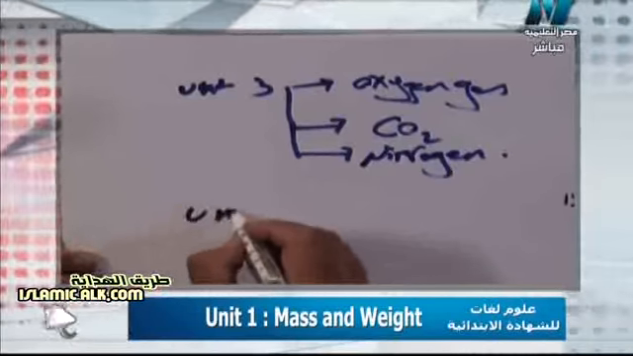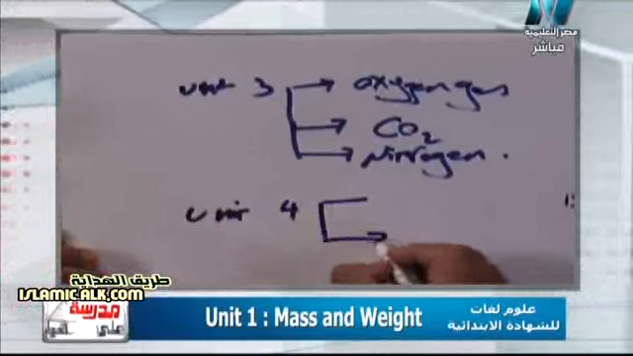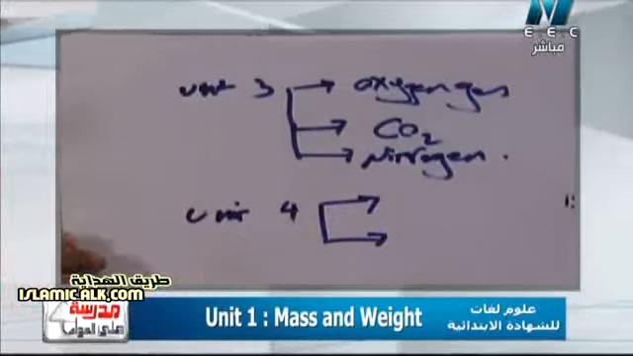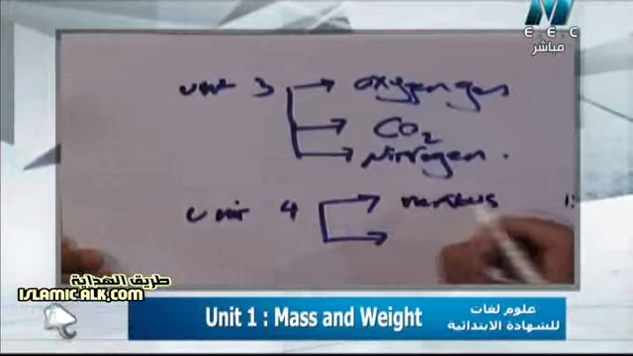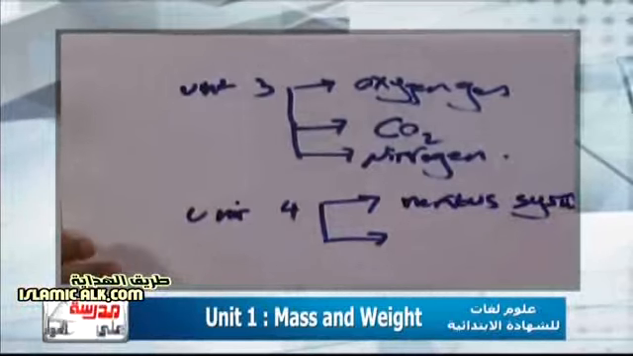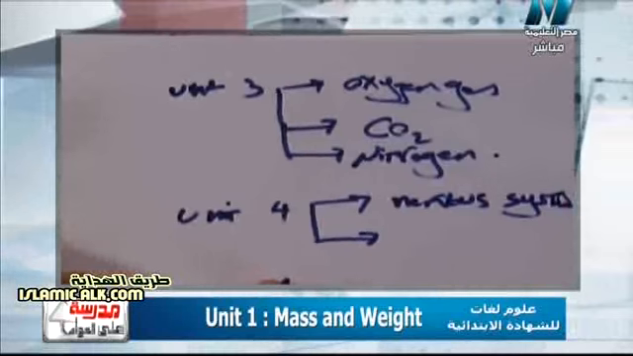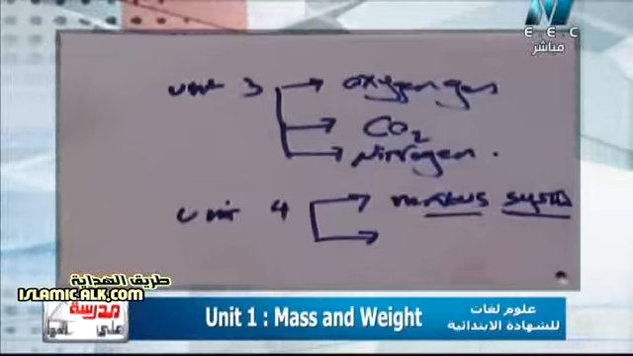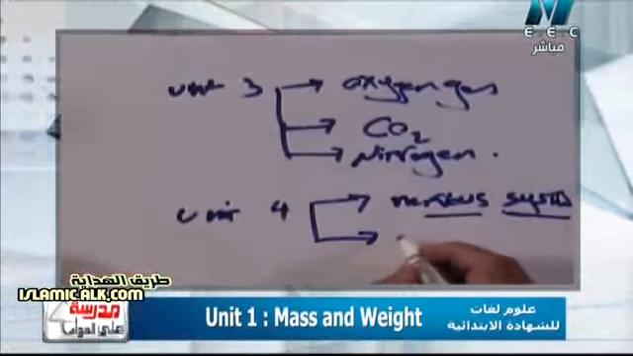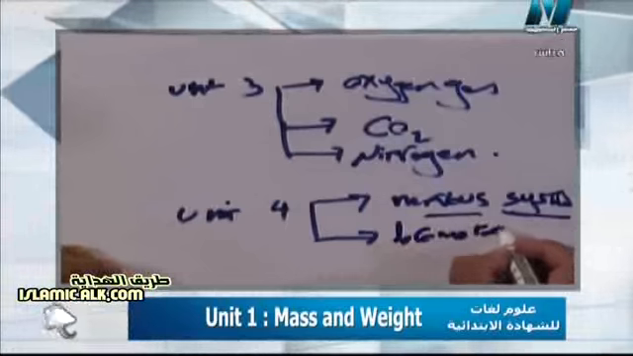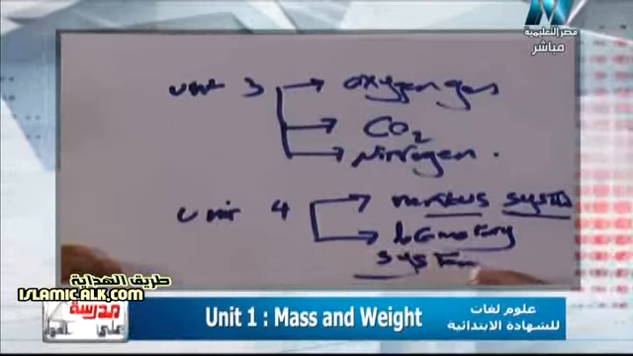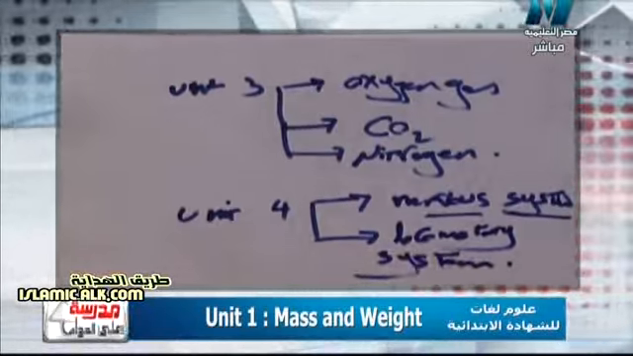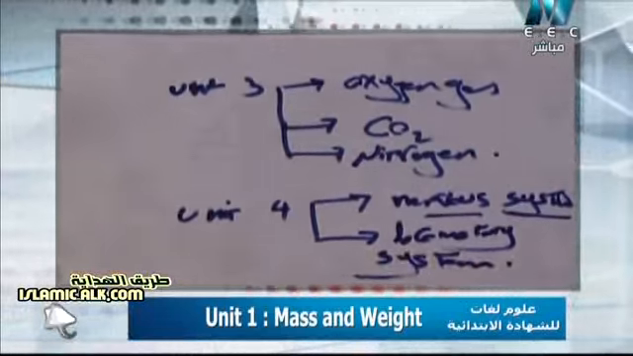Unit 4 includes 2 lessons, nervous system, and I know you like the biology lessons this year. Nervous system, and you will know its functions, its structure, and all about the nervous system. And also locomotory system, or the system which gives us the ability to move. So we will study many interesting lessons this year. I promise you to do that. So let's start our first lesson today, which deals with mass and weight.